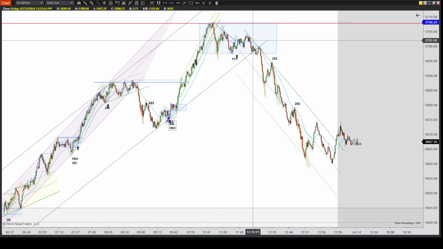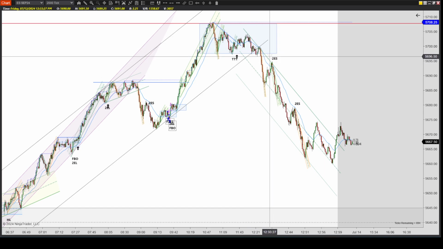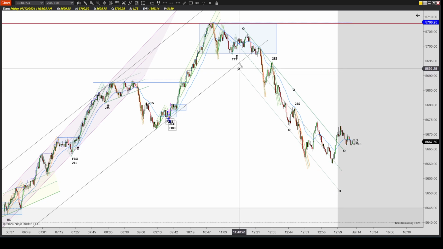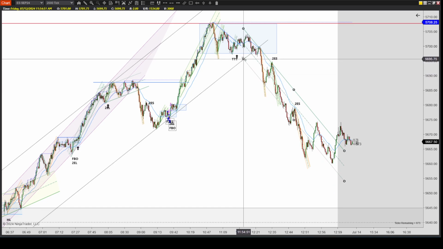And then later I found this. After these 3 touches, I found this trend line coming down, and I was playing with the opposite side as support for quite a while.